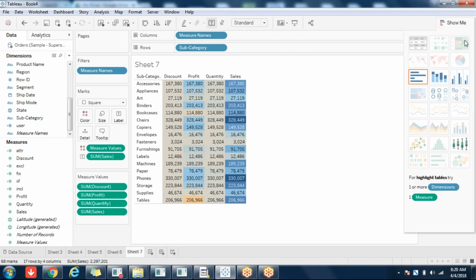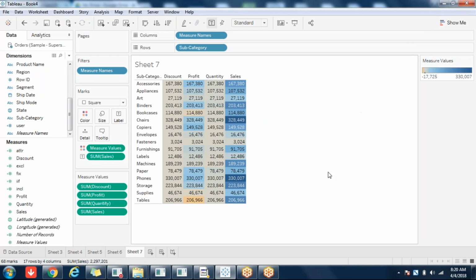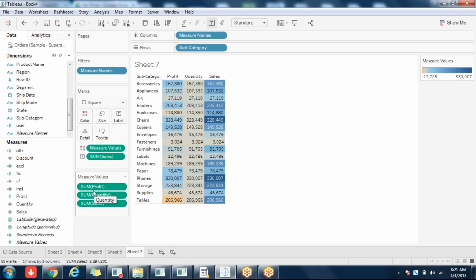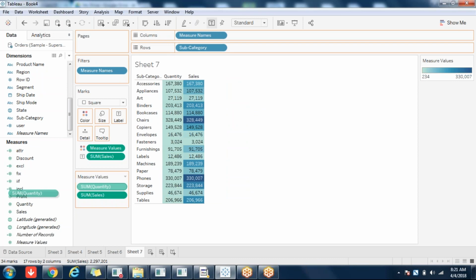One measure. Only one measure you can take. You cannot take more than one measure, remember that. If you pull in more than one measure, all the remaining measures will take the first measure's value only, whatever is there. So you should not pull in more than one measure in highlight table. That's how it is.